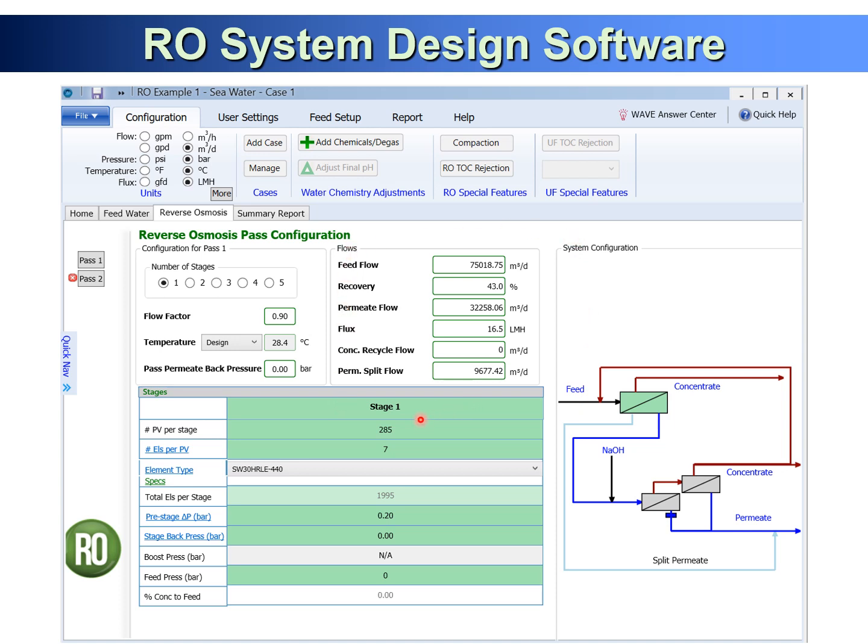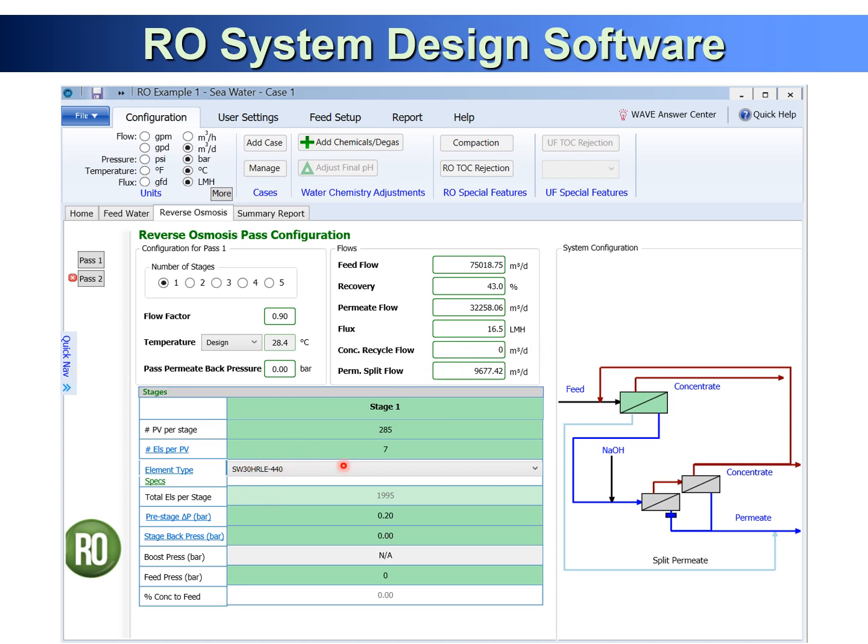And for the first stage, you can calculate how many pressure vessels are required per stage. Based on this flow, we need around 280 pressure vessels, and the number of elements per pressure vessel is 7. And then we can select the seawater desalination high rejection membrane, which has an average water flux of 16.5 LMH.